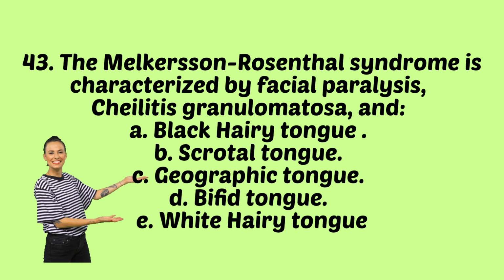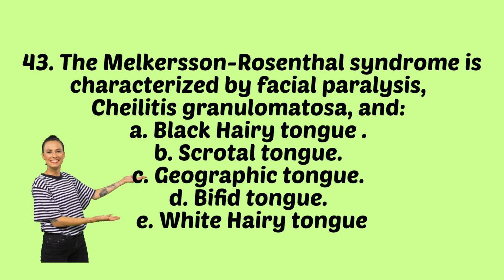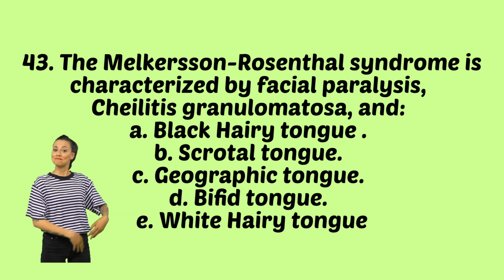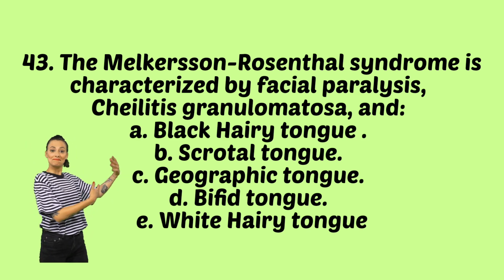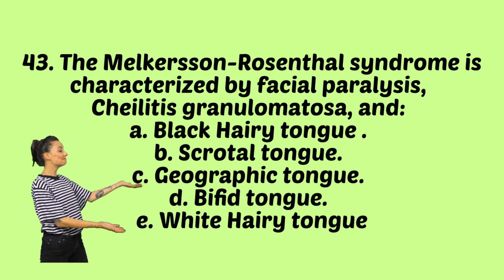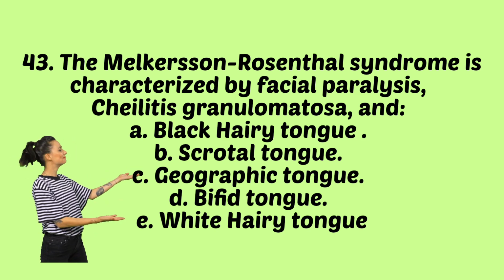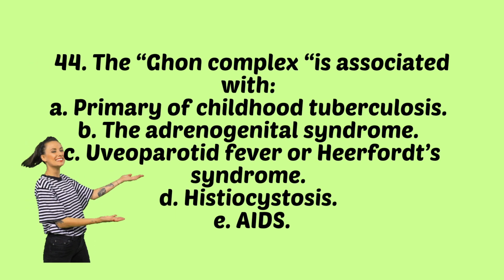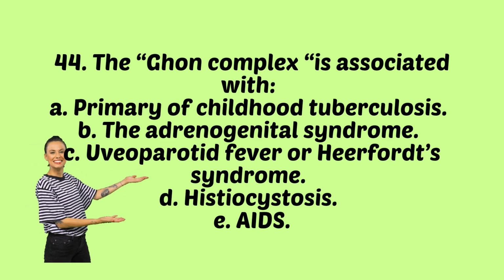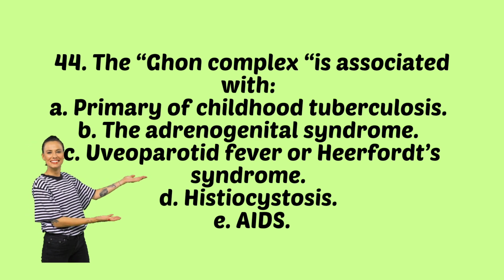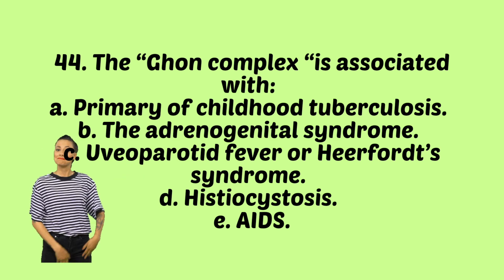Abscess. 43. The Melkersson-Rosenthal syndrome is characterized by facial paralysis, cheilitis granulomatosa, and A. Black hairy tongue. B. Scrotal tongue. C. Geographic tongue. D. Bifid tongue. E. White hairy tongue. Option B is correct. Scrotal tongue. 44. The Ghon complex is associated with A. Primary childhood tuberculosis. B. The adrenogenital syndrome. C. Uveoparotid fever or Heerfordt's syndrome. D. Histiocytosis. E. AIDS. Option A is correct.